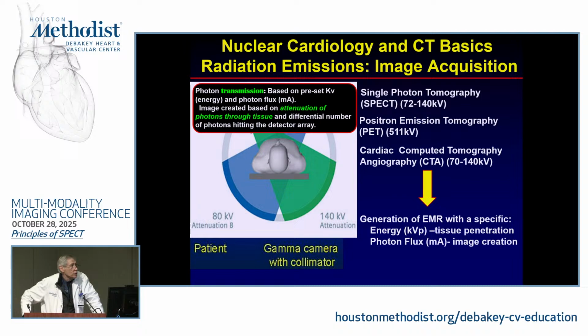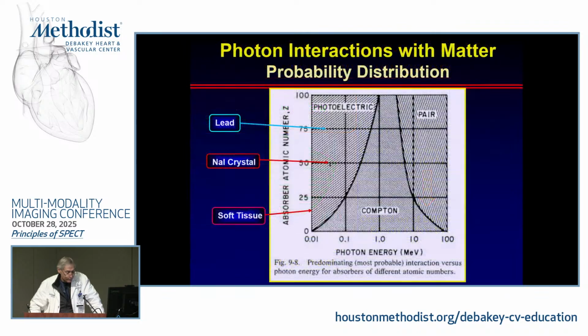And so, unlike the emission studies you get with SPECT, CT is a transmission scan, not an emission scan, but a transmission scan through the body. And again, the images are created using the same kind of principles that we have in SPECT imaging.